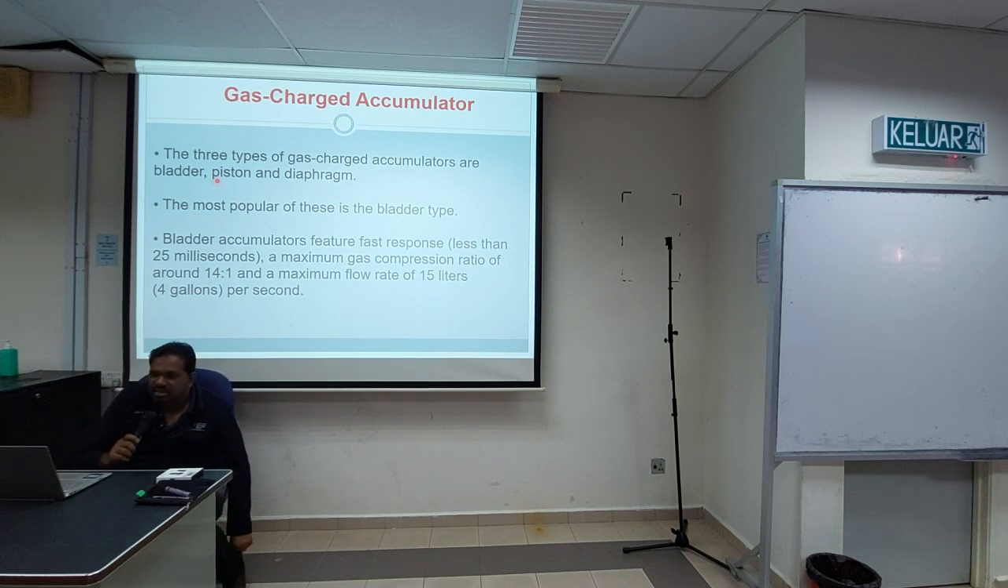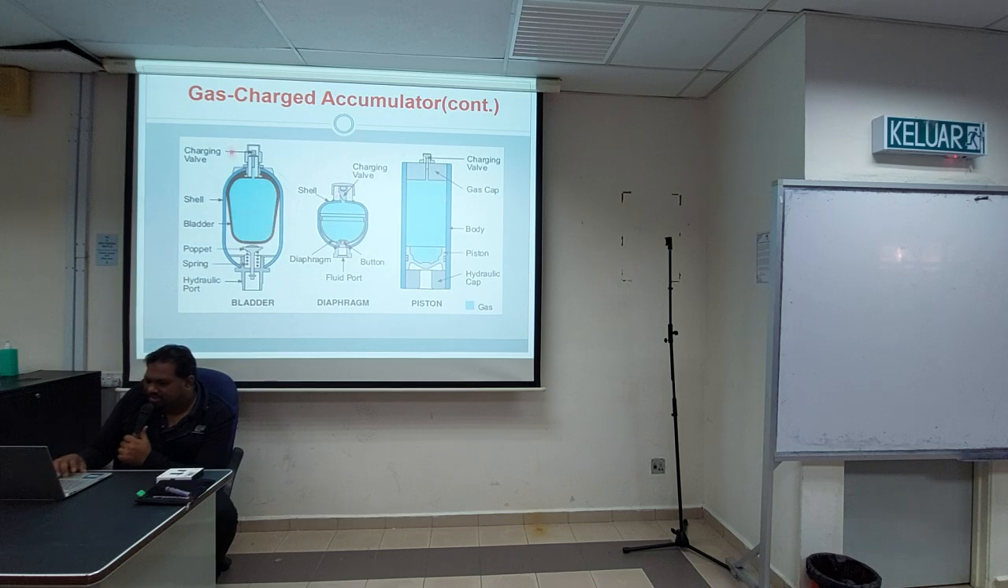Okay, so we have gas charge, gas digunakan untuk create pressure. Okay, so boleh tengok dekat sini. Ini adalah tiga type. So ini adalah bladder type. So boleh tengok warna biru ni adalah gas. Okay, so dekat sini ada gas. Then okay, so this is the hydraulic port. So this is the charging valve. Okay, so ada gas dekat sini. So kalau gas ni dikembang, so it will increase the pressure. Okay. So yang ni adalah charging valve. So yang ni dia main dengan keluasan, the volume lah. Volume. So kalau lagi besar dia punya volume, lagi the pressure will be increased.